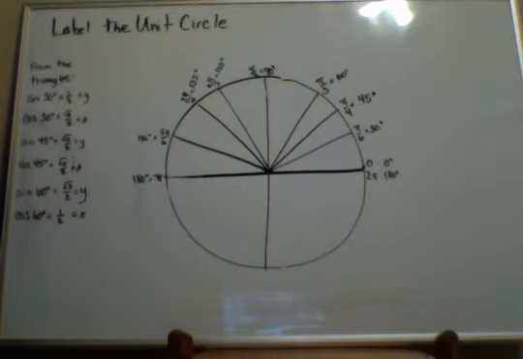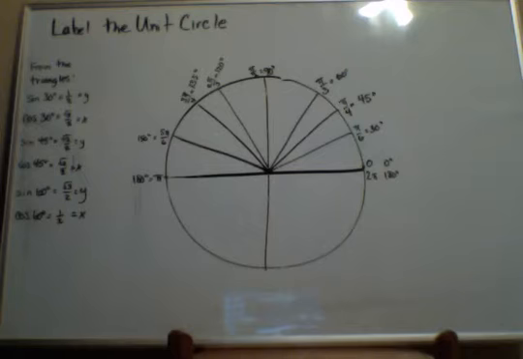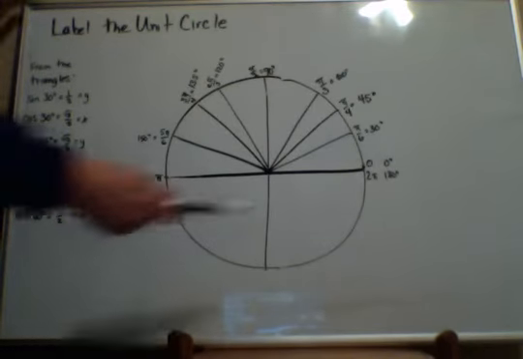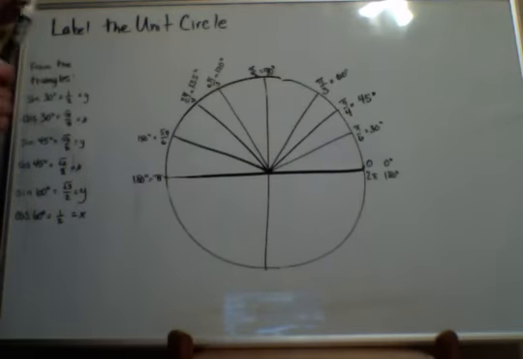Welcome back. In this segment, we're going to label the unit circle. You can see that I have already drawn the circle. And on this circle, I've looked at the angles in quadrants 1 and 2. These are all the angles that correspond with what we call 30-degree angles, 45-degree angles, and 60-degree angles. You'll notice that I have labeled them in both radians and degrees.